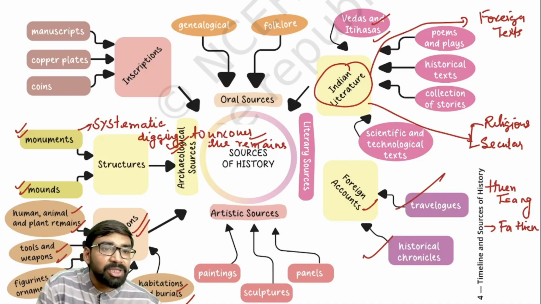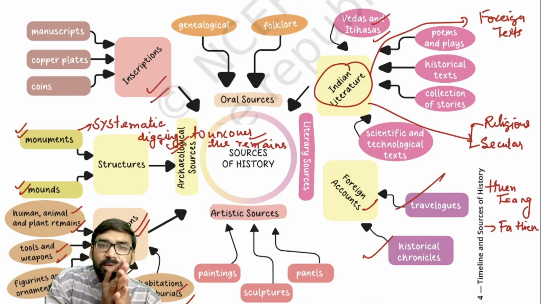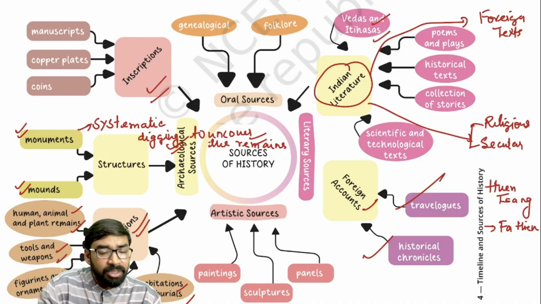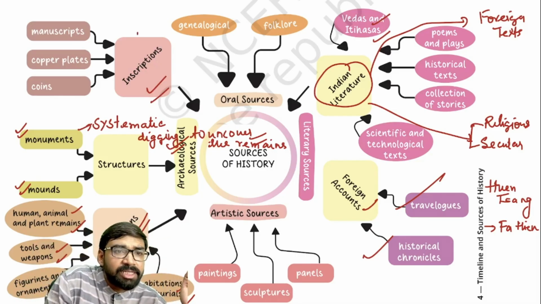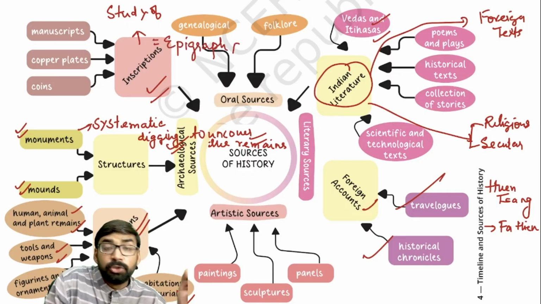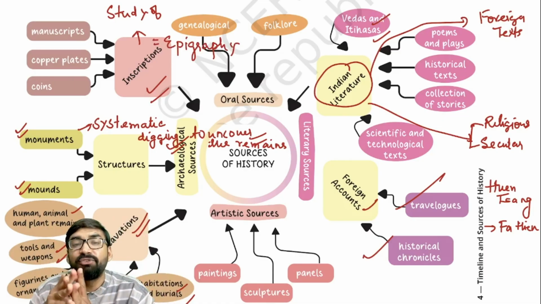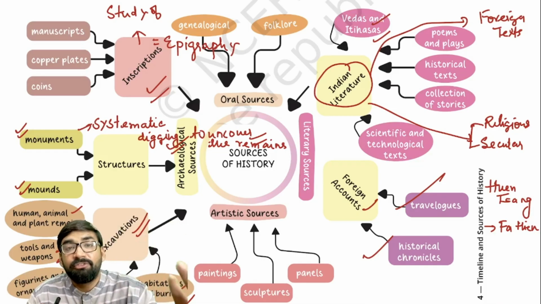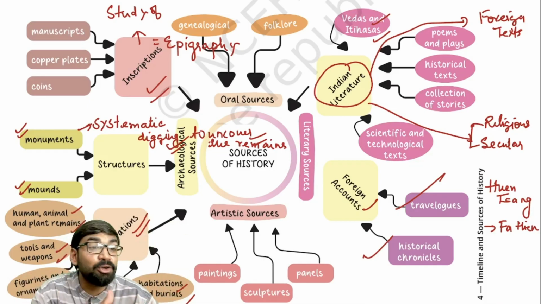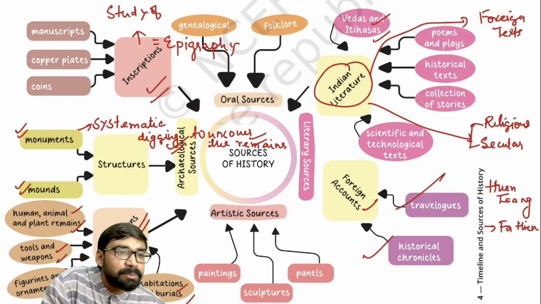Then comes inscriptional sources. Now, this diagram is given. First of all, I would like to tell you the basic thing. Study of inscription is called epigraphy. You just note down all these keywords which will be relevant for your advanced classes. Epigraphy means study of inscription. Now, under inscriptions, there are manuscripts, copper plates and coins.